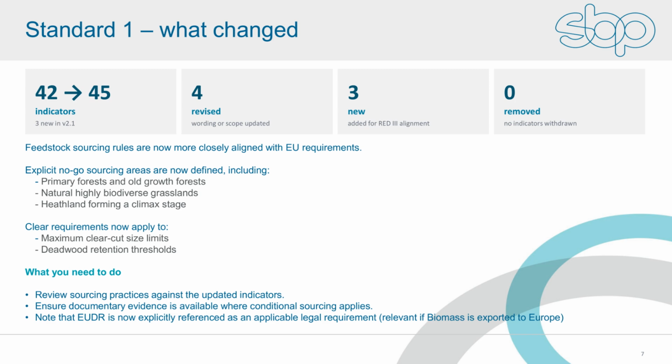3 things. First, review your current sourcing practices against the updated indicators. Second, make sure you have documentary evidence on file wherever conditional sourcing applies. And third, be aware that EUDR is now explicitly referenced as an applicable legal requirement, particularly relevant if your biomass is exported to Europe. Let's look at the revised indicators in detail.